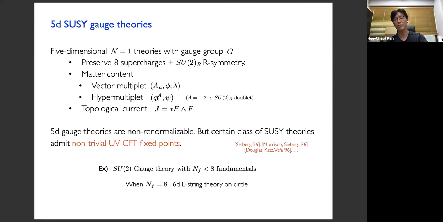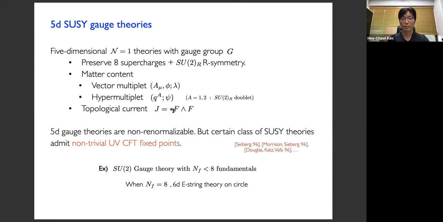And we are basically interested in the particle spectrum on the Coulomb branch of these theories. And the Coulomb branch is parameterized by the scalar field phi in the vector multiplet. And in 5D, for each gauge group factor, we have the topological current J defined in the following way. It's the Hodge dual of F wedge F. And this topological current plays very important roles in various non-trivial physics at strong coupling.